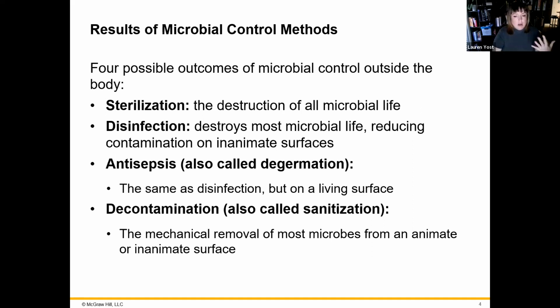And then decontamination or sanitization is mechanical removal, so actually actively physically removing microbes from an inanimate surface.